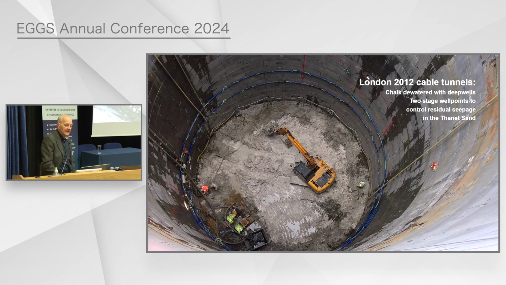So if you're trying to investigate this kind of problem, this is one of the cable tunnel shafts for the London 2012 Olympics. The shaft is being sunk as an underpin caisson, so there's no cut-off below the depth you can see. They've just excavated, just exposing the chalk, and there's the residue of the Thanet sand you can see around the perimeter. The chalk is dewatered with deep wells, but the water in the Thanet sand hung up, and there were a couple of stages of well points that had to be rushed in at the last minute.